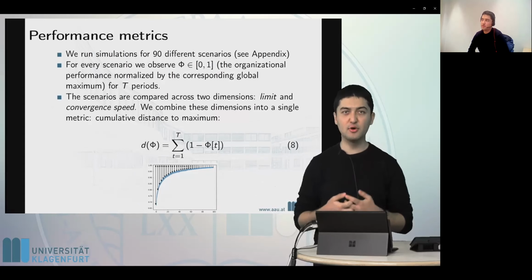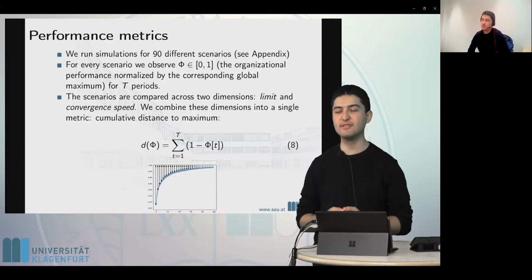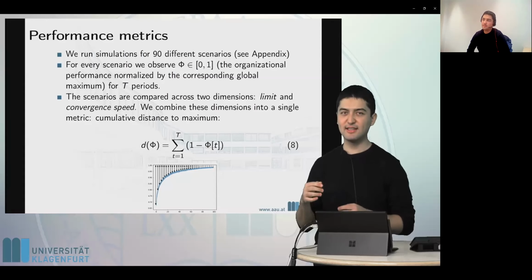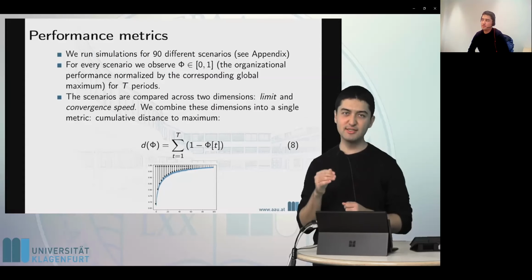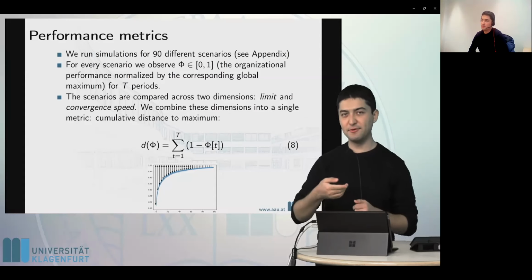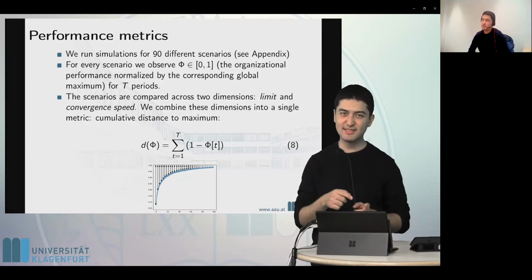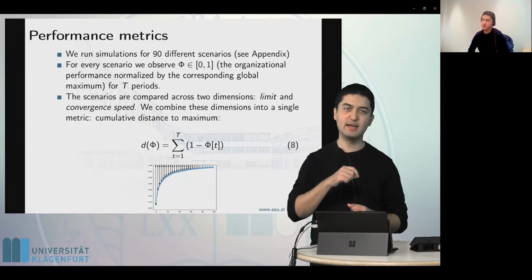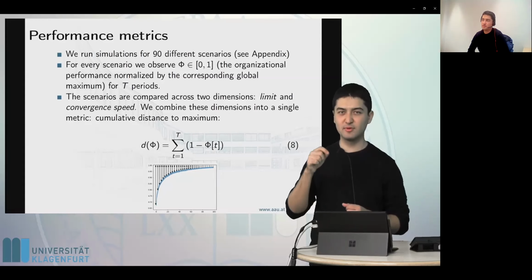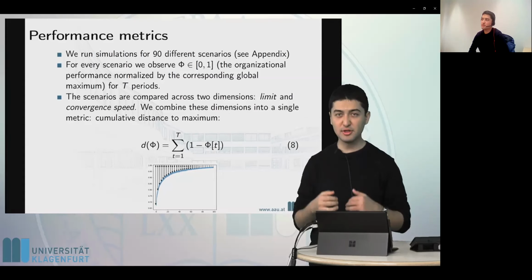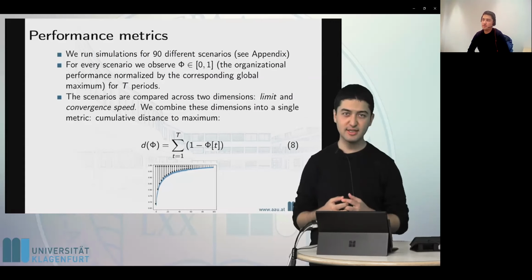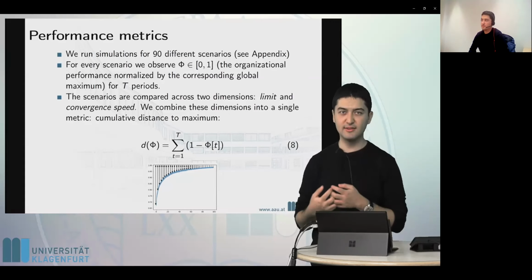We focus on organizational performance as our main variable of interest. And as we can see, this curve can have both different limits and different convergence speeds. So to combine these metrics, we use the concept of the area above the curve. But since the time is discrete, we use the cumulative distance to maximum, which is 1 in our case. And the smaller this d value is, the higher the performance, and vice versa.